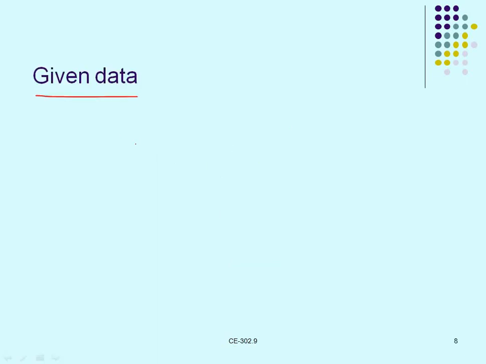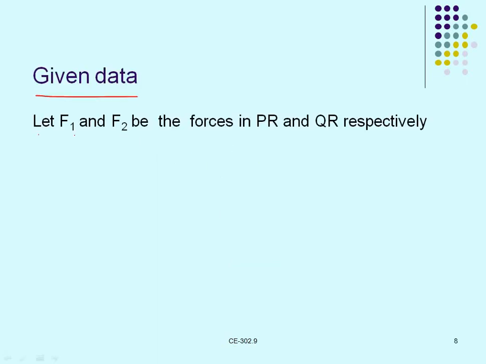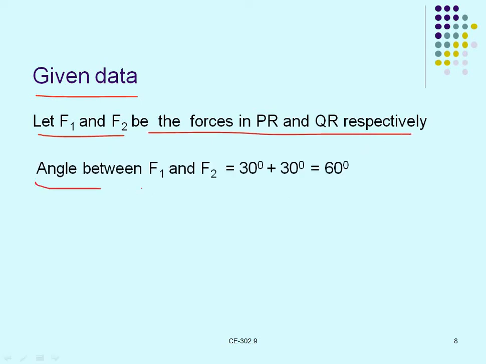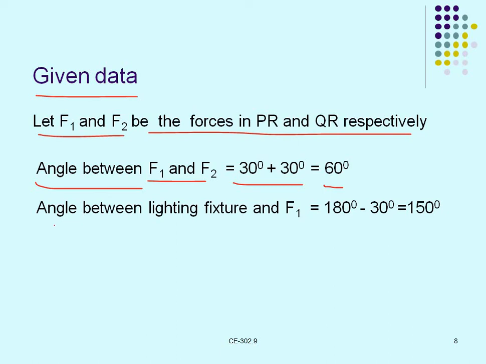Given data: let F1 and F2 be the forces in PR and QR respectively. The angle between F1 and F2 is equal to 30 degrees plus 30 degrees, which is 60 degrees. Therefore, the angle between the lighting fixture and F1 is equal to 180 degrees minus 30 degrees, which is 150 degrees.